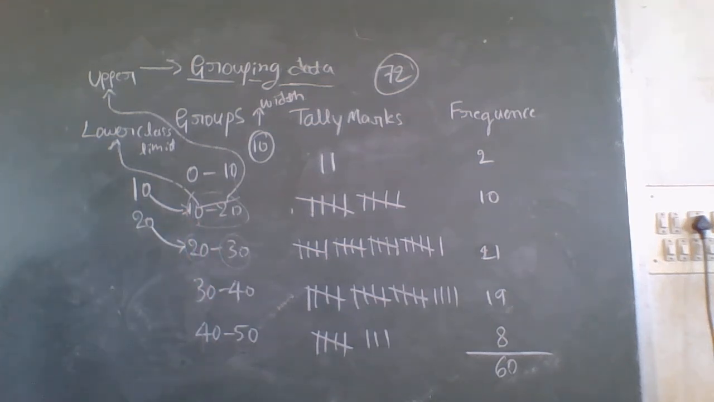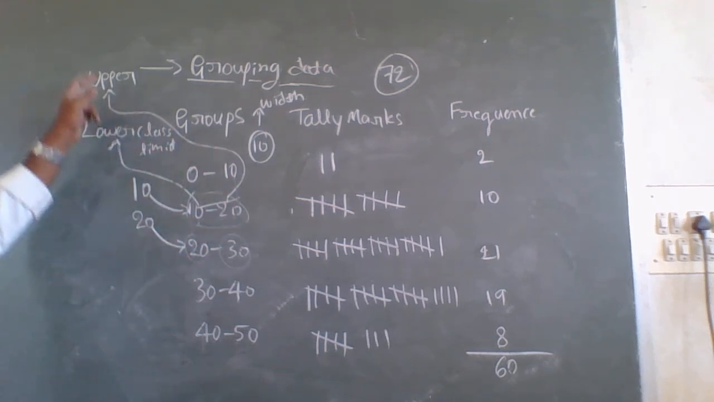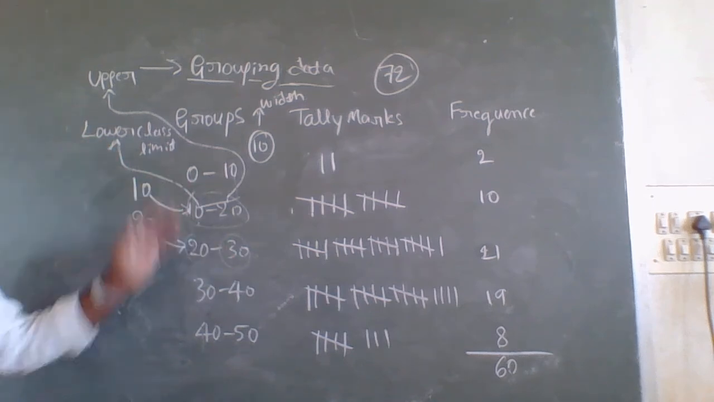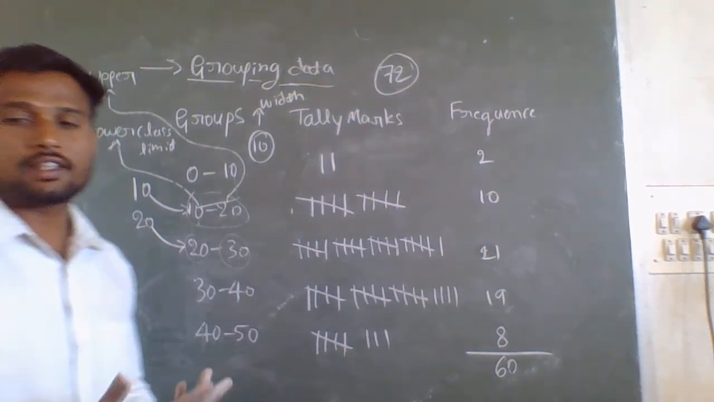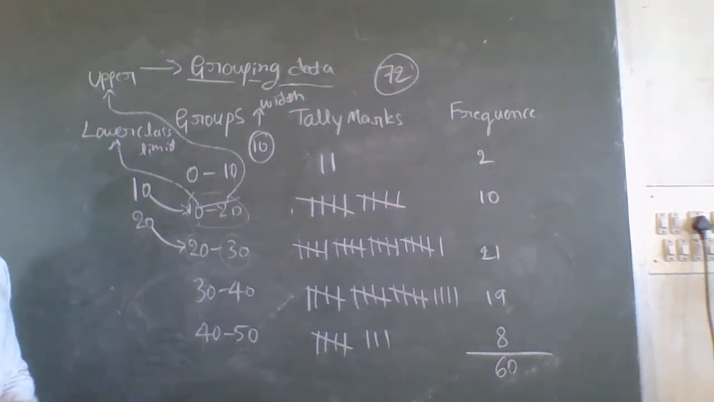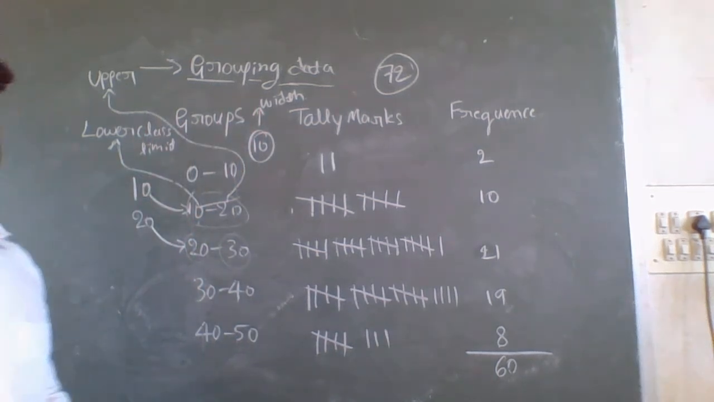Another important thing is, here 10 is the lower class limit and 20 is the upper class limit. Like this, 20 is the lower class limit and 30 is the upper class limit. The difference between the lower class limit and the upper class limit is 10 in this example. This is called the width or size of the class interval.